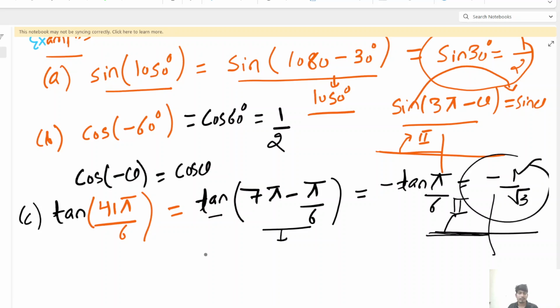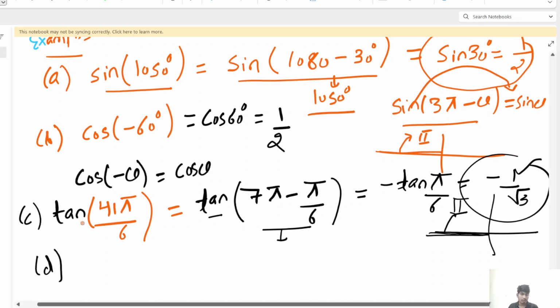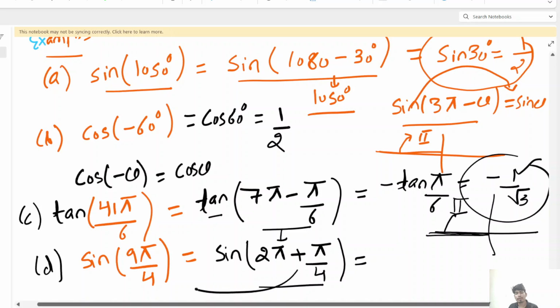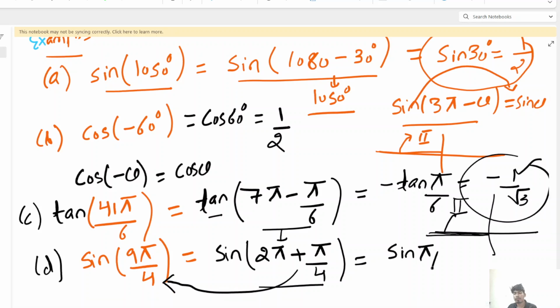Then the fourth part is what? The value of sine 9 pi upon 4. We have to find this value. Then we know 9 pi upon 4 is 2 pi plus pi upon 4, and we know sine of 2 pi plus theta is sine theta. Then this is sine pi upon 4, that is 1 upon root 2.